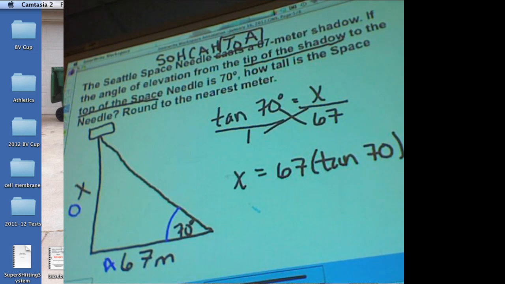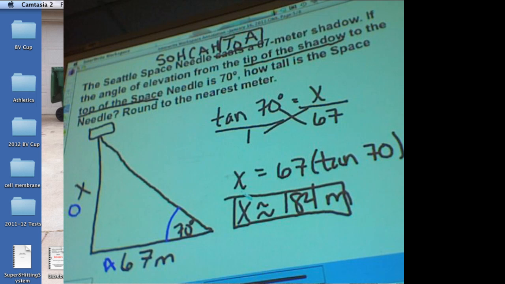And all we have to do here is multiply 67 times the tangent of 70 degrees, and we get that the Space Needle is approximately 184 meters. So this is just like we were solving our triangles last week, but now we are doing it from a word problem and using our angles of elevation and depression. In this case, we used angle of elevation.